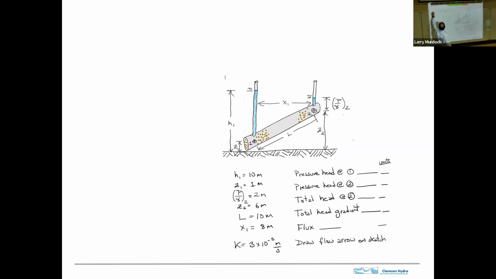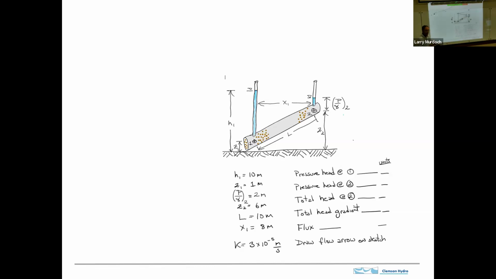When we have an inclined case, the procedure is the same, the total head. If we're saying that this manometer applies right here, then we can get the pressure head and the elevation head there, and right here, there's the pressure head and the elevation head. Okay, and the total head gradient is that. The flow direction is from high to low, so the flow direction is there.